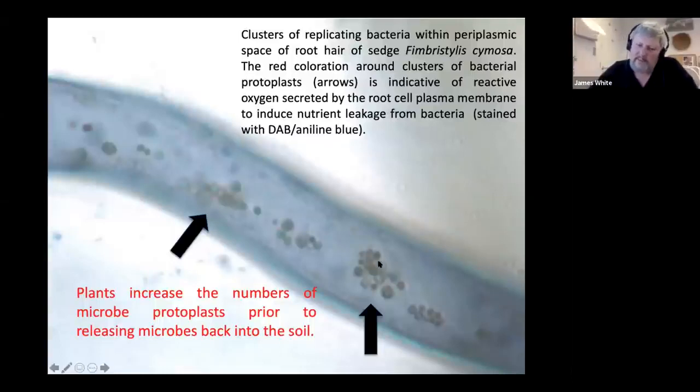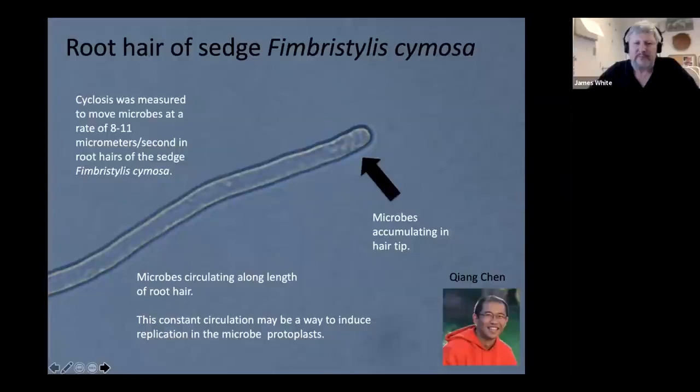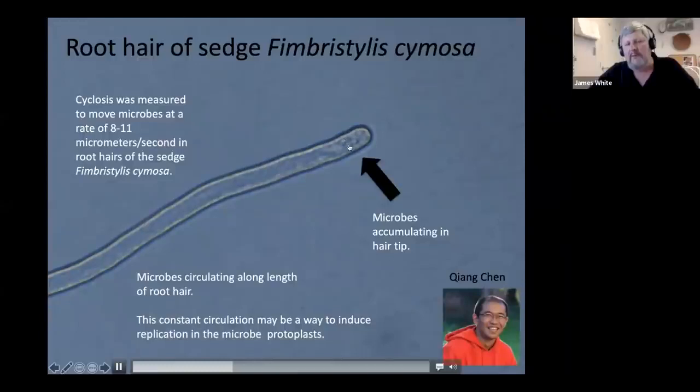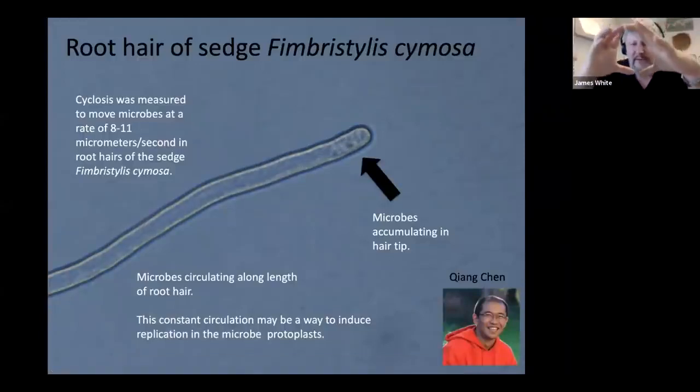But inside the plant, when superoxide really comes down on these microbes, it's going to break down much of that nitrogen that's built up. This shows one of these sedge root hairs again. You can see the whole thing, see what's happening, the bacteria going around in cyclosis. And you see they're accumulating at the tip. As that concentration builds up at the tip, these microbes produce more ethylene.